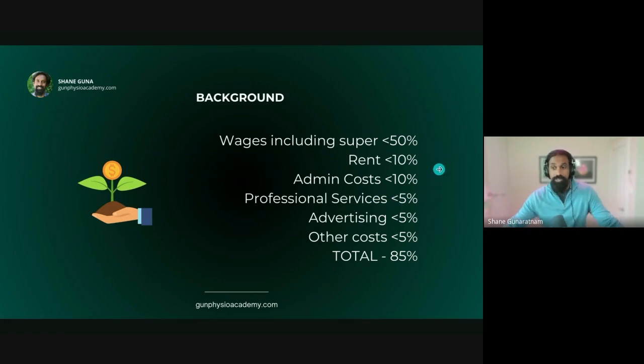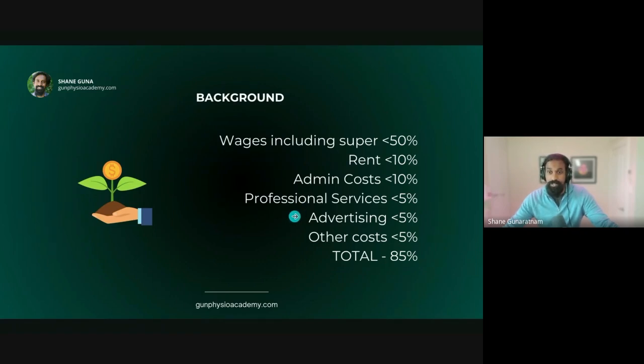And when we look at these numbers, the unfortunate thing is most of them are non-negotiable. Once you've set your rent, your rent is your rent. Admin costs can fluctuate, but they tend to go up rather than down. Professional services, we can't compromise on accounting. We can't compromise on insurance.